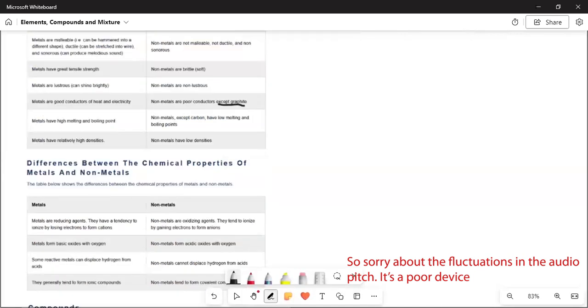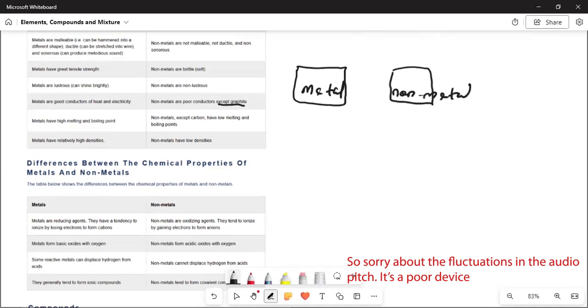The metals have high melting and boiling points, while non-metals, except carbon, have low melting and boiling points. The melting point of an object is the temperature at which it changes from solid to liquid. So if I have a material here, and this happens to be a metal, and this is another material, same size, but this one is a non-metal. Both of them are solid, and I want to convert them to liquid. To do that, I need to apply heat to melt them.